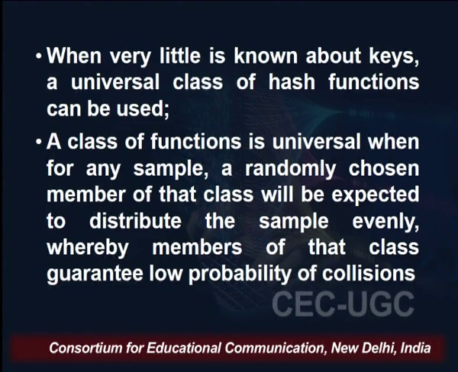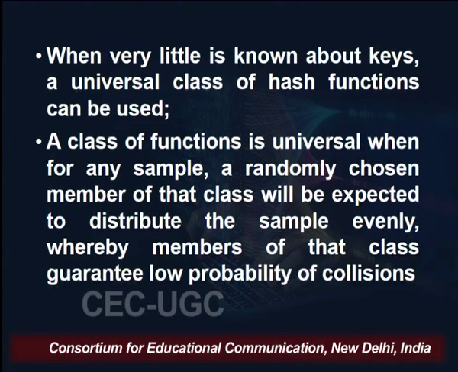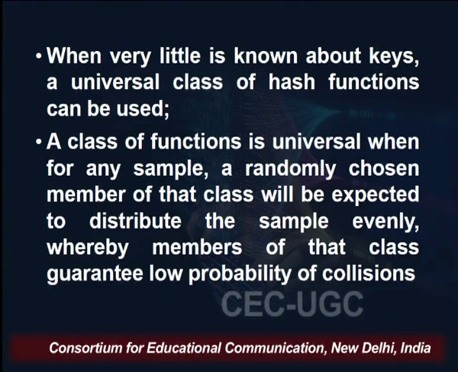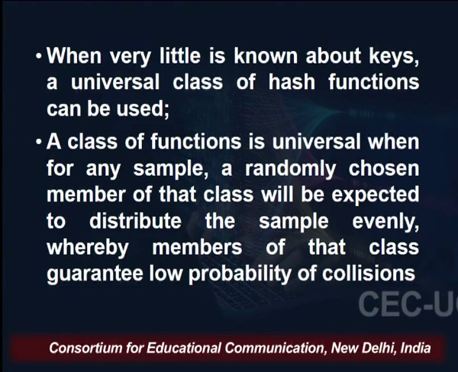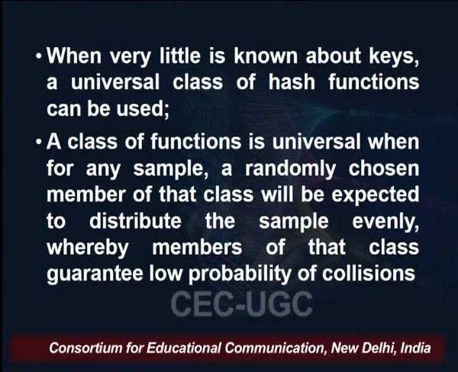So, the universal class of hash functions is to be used when very little is known about the keys. For example, if we take the extraction method, we are aware that it is to be applied on those kinds of keys in which only a very little portion of the key is going to differ. So, for example, let us say the ISBN number for a particular publisher.